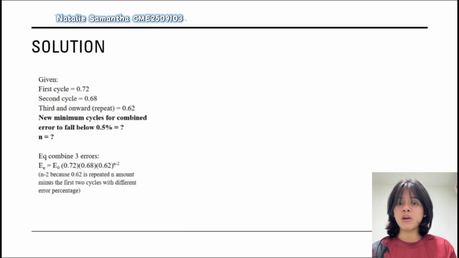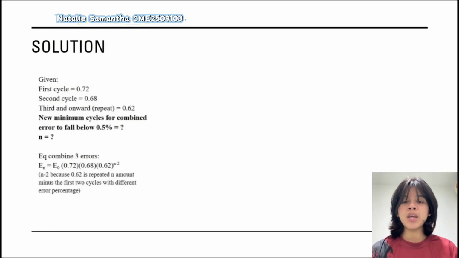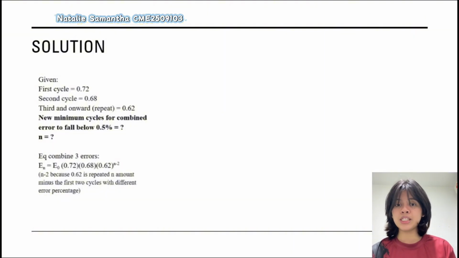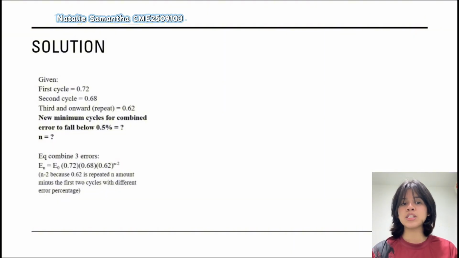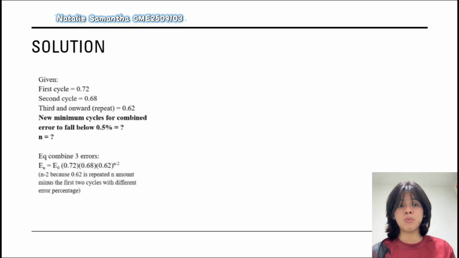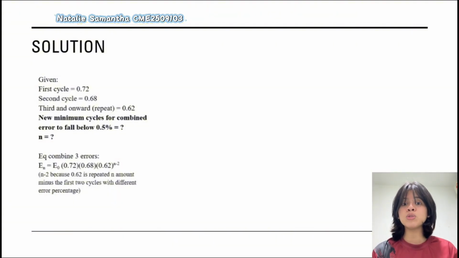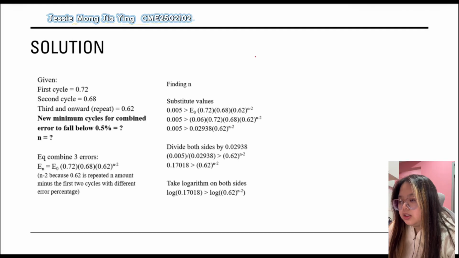For the second part, we have 3 errors combined, and we have to obtain the n amount of cycles just like in part 1. Except this time, the equation model will be slightly different. Our equation will be En equals E0 times 0.72 times 0.68 times 0.62 to the power of n minus 2. This n minus 2 means that the subsequent 0.62 is repeated n minus the first 2 cycles. So we determine the new minimum number of refinement cycles.